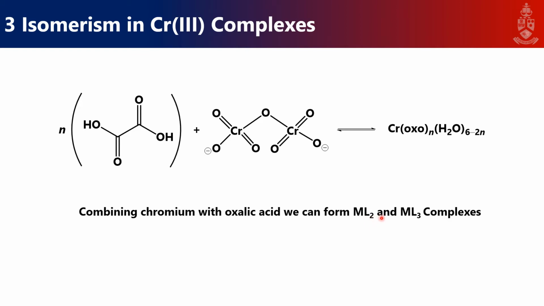So how I get to that is, if you substitute the number 2 over there, then it's 6 minus 2 times 2, which is 2. If I have a 3 over there, then that becomes 0. So if we have a tris ox complex, then we only have chromium ox ligands. If we have an ML2 complex, then we have 2 aqua ligands as well. And we'll start with the ML2 complexes on the next slide.